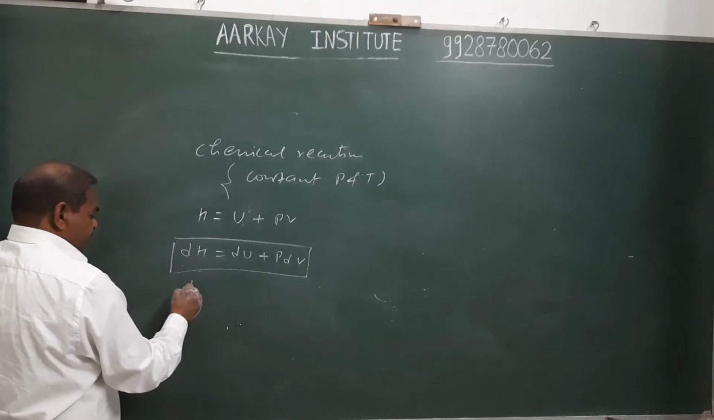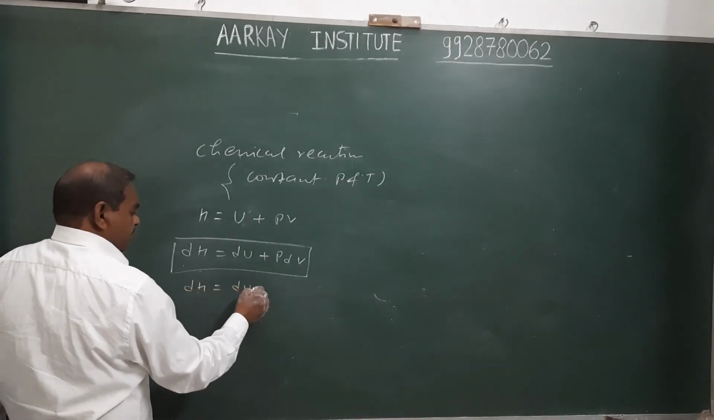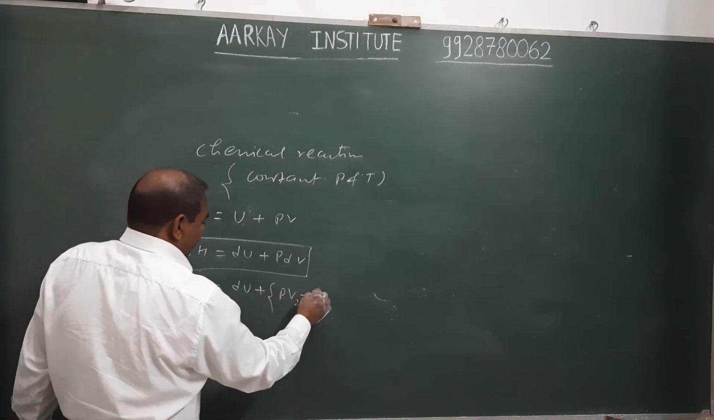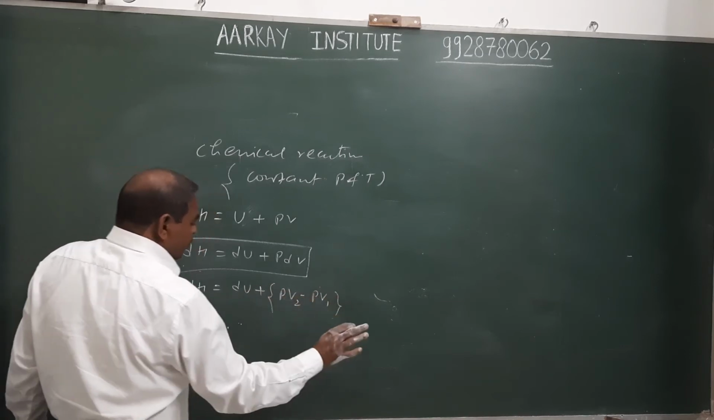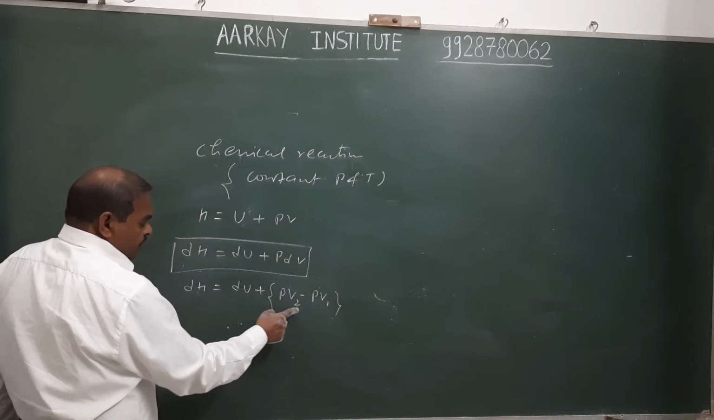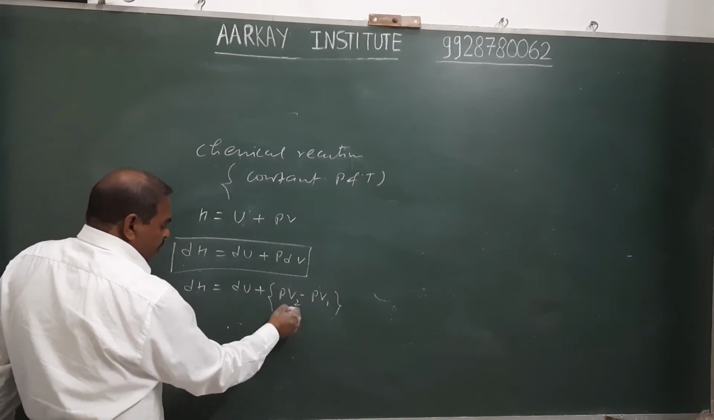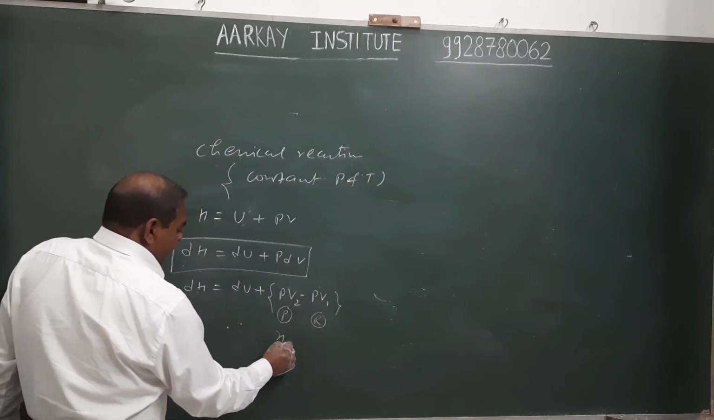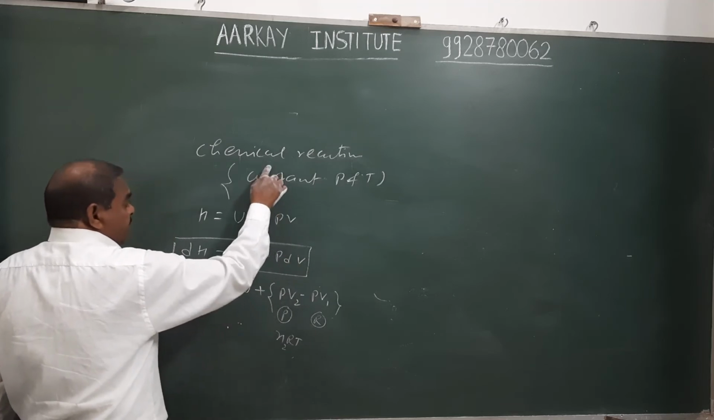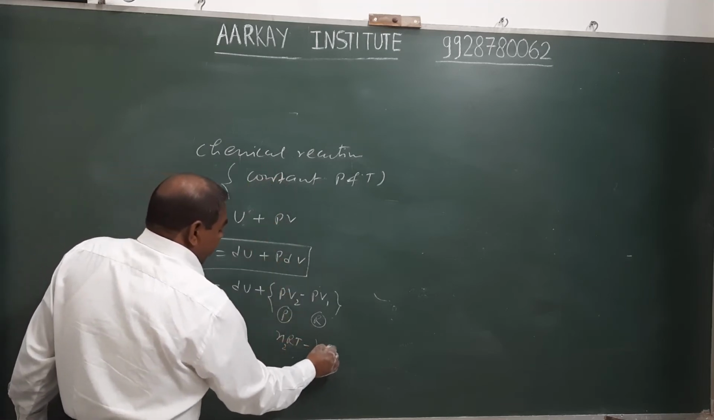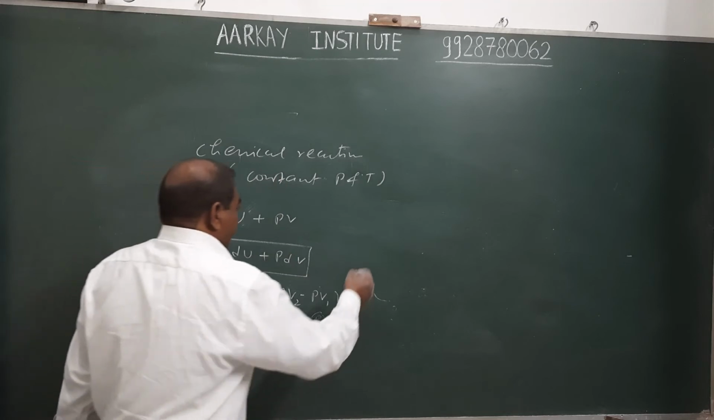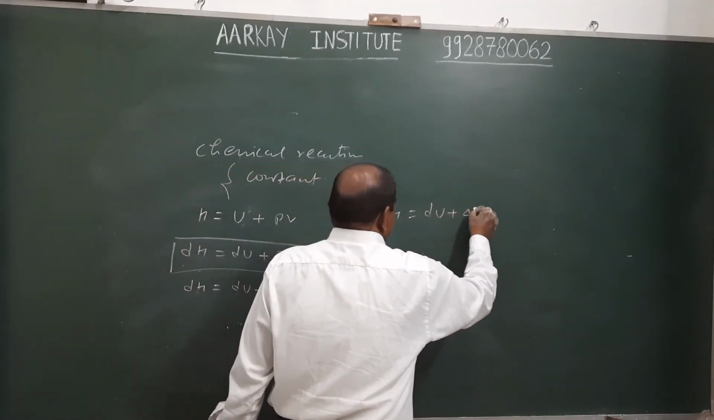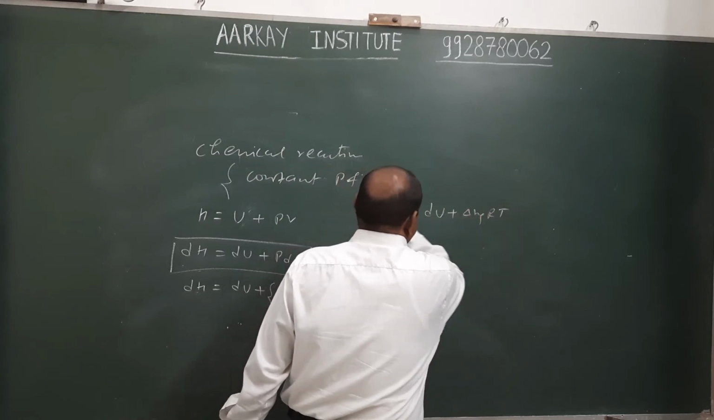Also, change in enthalpy equals change in internal energy plus, you can write, PV2 minus PV1. In case of a chemical reaction, PV2 equals product, PV1 equals reactant, and hence N2RT, temperature remains constant, minus N1RT. Therefore, change in enthalpy equals change in internal energy plus delta Ng RT.